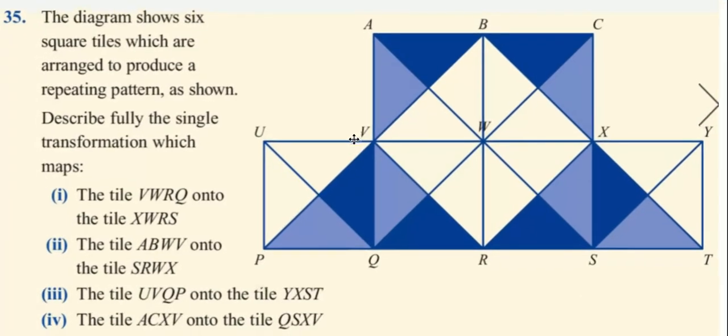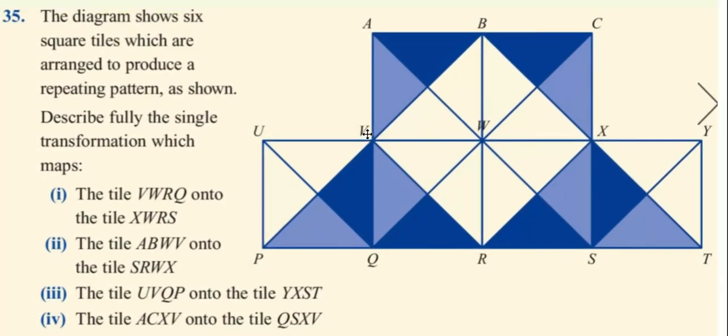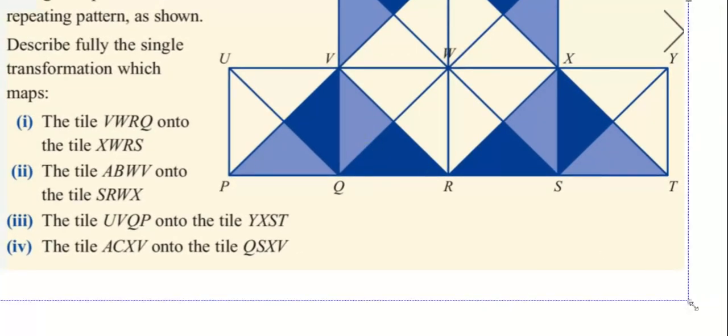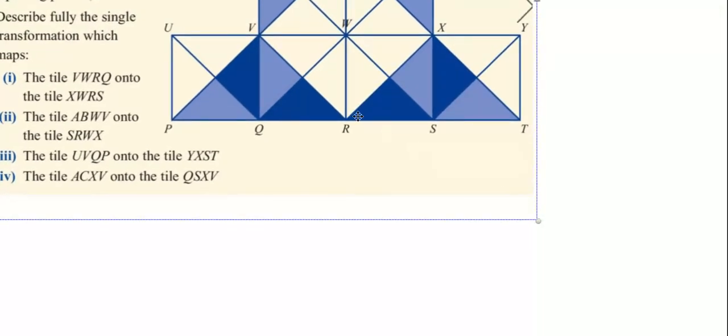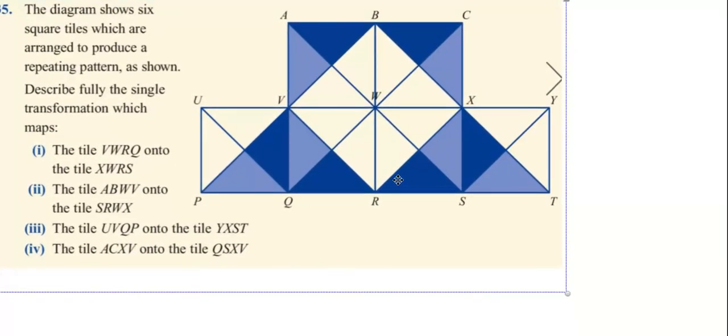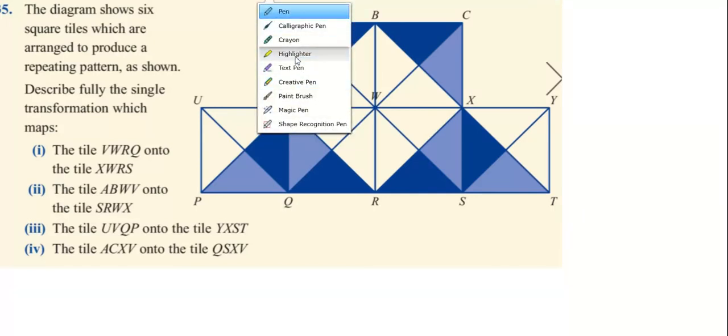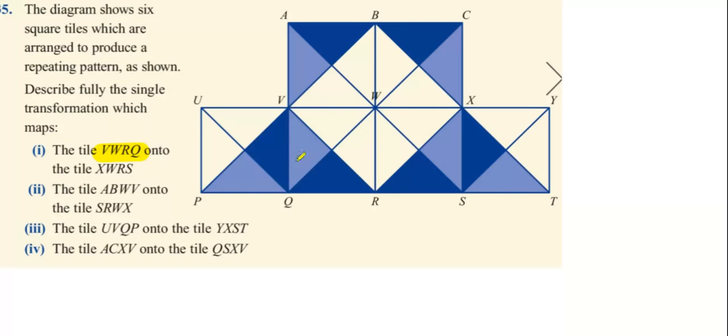Question 35. The diagram shows 6 square tiles which are arranged to produce a repeating pattern. As shown, describe fully the single transformation which maps the tile PWRQ onto the tile XWRS. Okay, best I shade this in because I am confused. PWRQ, where is PWRQ? Okay, so this one here. And they want me to turn this one into XWRS, which is this one here.